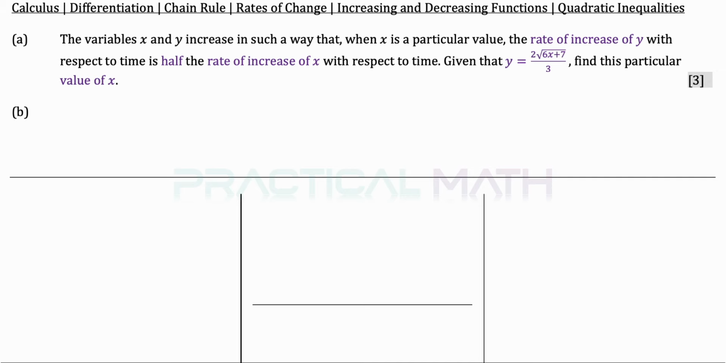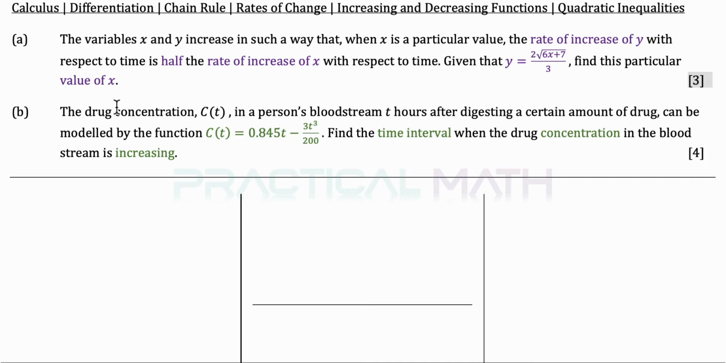In a separate part B question, the drug concentration C of t in a person's bloodstream t hours after ingesting a certain amount of drug can be modeled by this function: C of t equals 0.845t minus 3t cubed over 200. Find the time interval when the drug concentration in the bloodstream is increasing, and that is a 4 marks question.